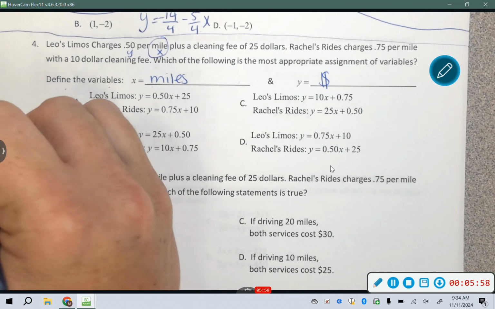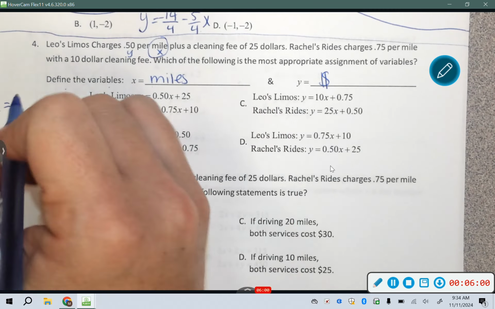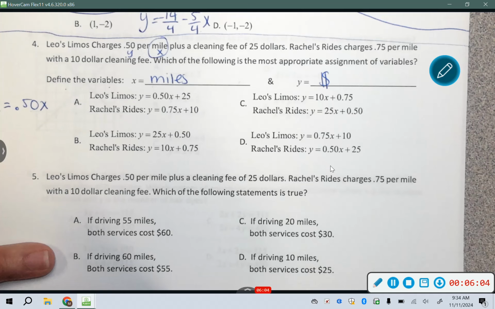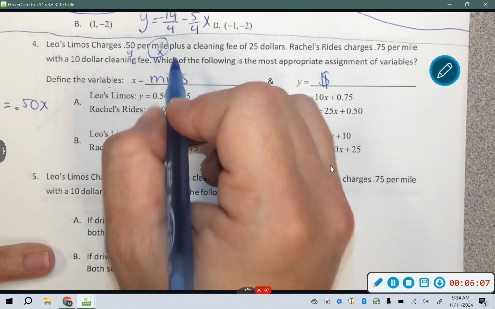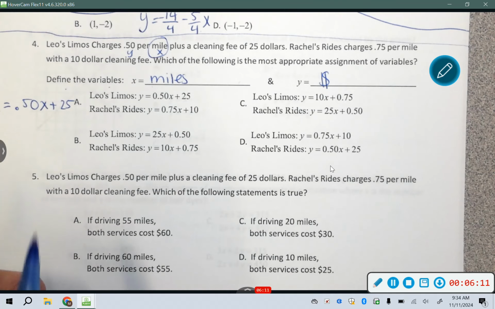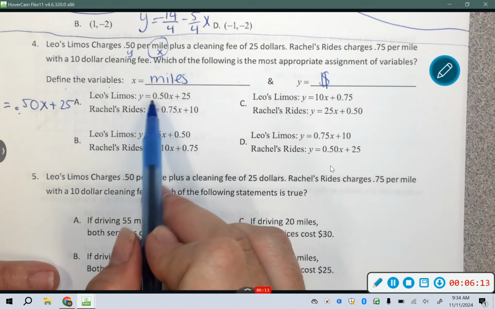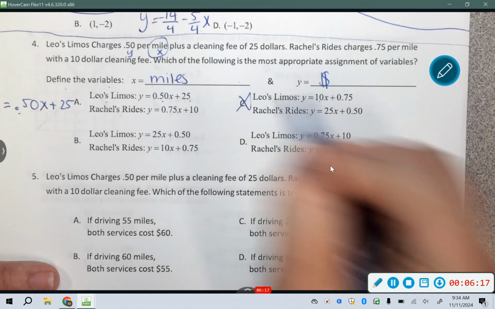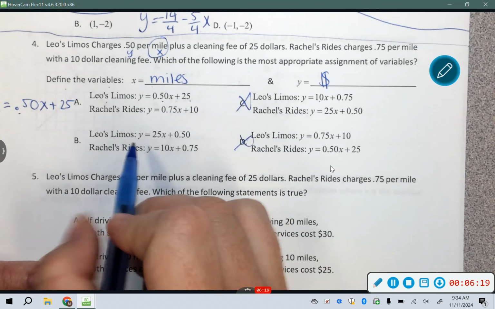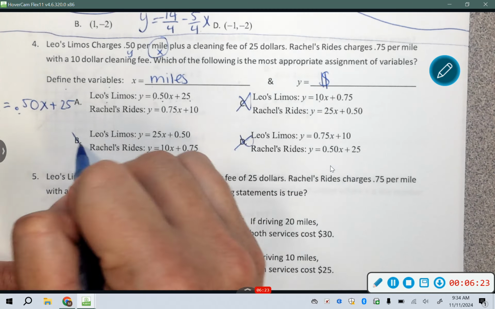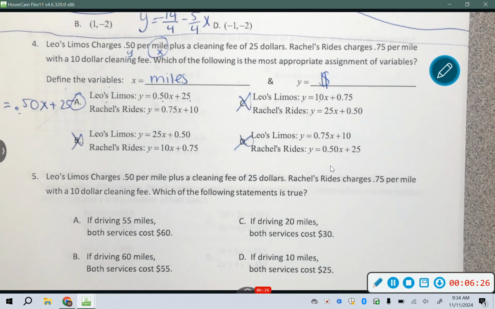We have Leo's Limos, and he charges 50 cents per mile. Remember, each, every, and per tells me where I put my x, plus a cleaning fee of $25. Well, you only pay that once. So I know Leo's Limos is 50 cents x plus 25. Here's Leo's Limos, 50 cents x plus 25. That's not 50 cents x plus 25. Now this is backwards. Remember, it was 50 cents per, and the cleaning fee was only once, so we don't even have to keep going. We know A is our answer.